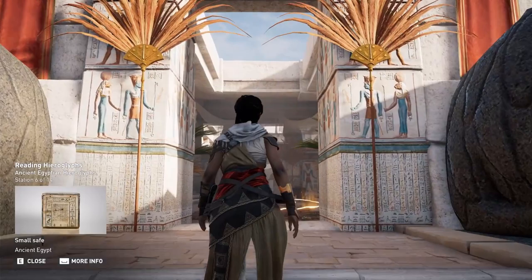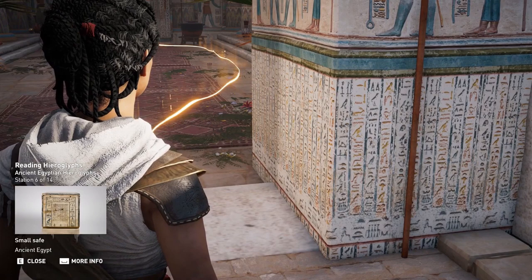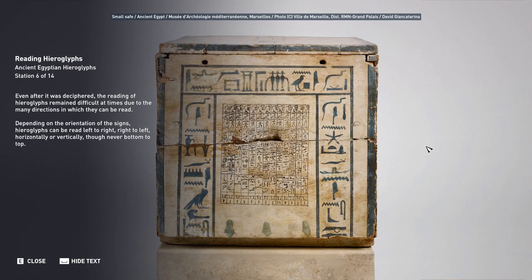Even after it was deciphered, the reading of hieroglyphs remained difficult at times due to the many directions in which they can be read. Depending on the orientation of the signs, hieroglyphs can be read left to right or right to left, horizontally or vertically, though never bottom to top.